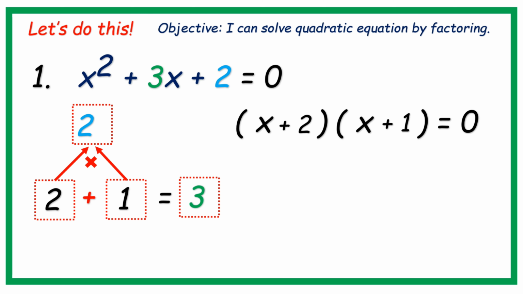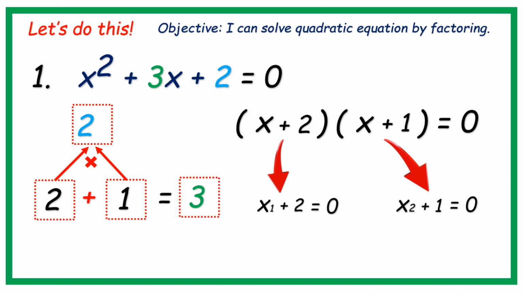Then we are just going to separate the two. We have x sub 1, which is x plus 2 equals 0. And the other one, what do you think? Yep, you got it. x sub 2, x plus 1 equals 0. Then we need to solve it. Let's solve first the x sub 1.